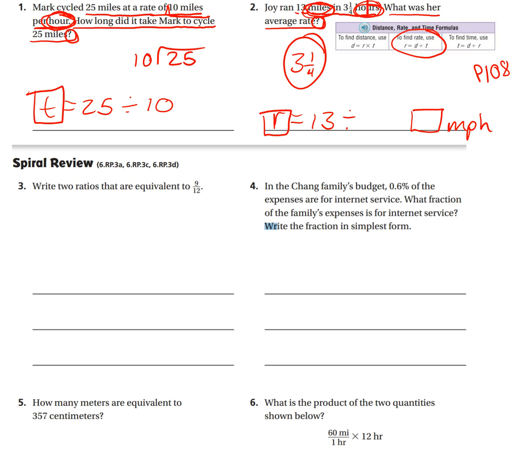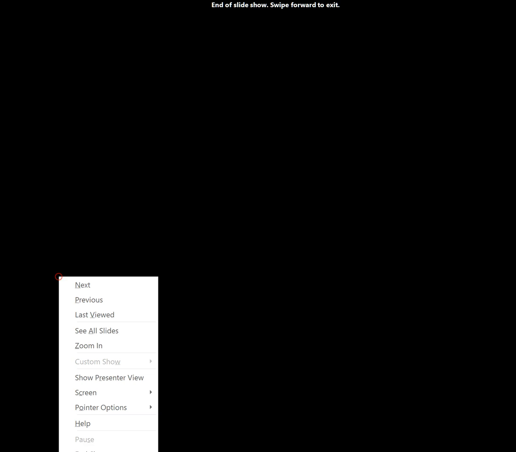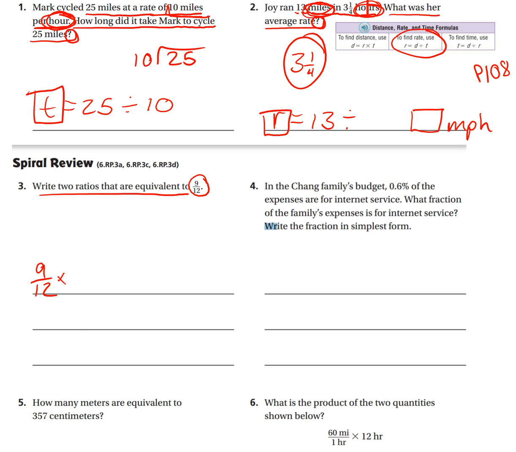Okay, number 3, write 2 ratios that are equivalent to 9/12. Well, I'll give you one. Now, the nice thing about equivalent ratios, you can always multiply. If you choose to multiply, you can multiply by whatever you want as long as you have the same number on the top and the bottom. For example, if I want to multiply by 2, I just have to make sure I multiply by 2 over 2 to get my equivalent ratio.